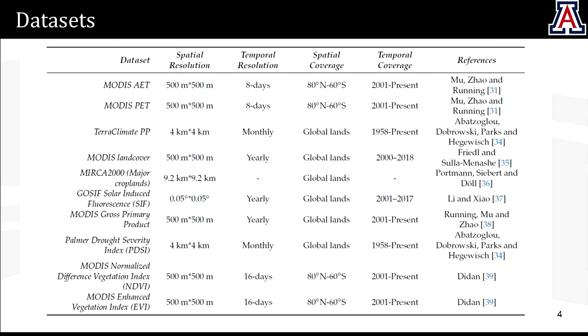Our datasets are shown in this table. For actual ET and potential ET, we used the MODIS ET product. The MODIS AET product is based on the Penman-Monteith equation, which includes inputs of daily meteorological analysis data along with MODIS data products like vegetation, albedo, and land cover. The MODIS PET product utilizes the Priestley-Taylor expression.